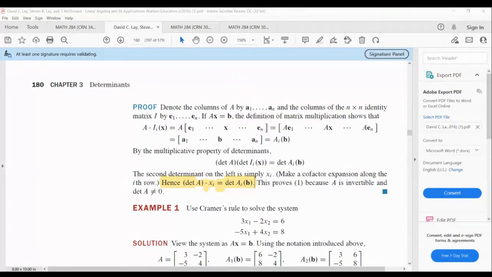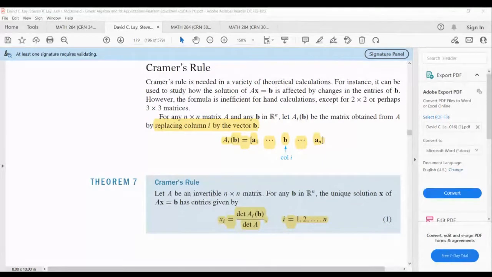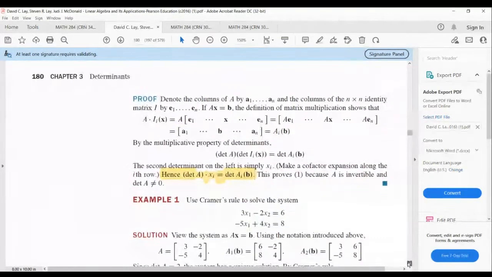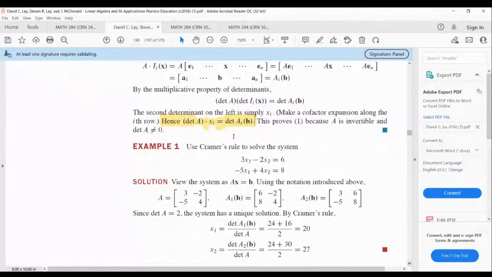All right, well, let's take a look at this Cramer's rule. So here it is. And let's apply it to a problem. Let's look at example 1 from the book here.